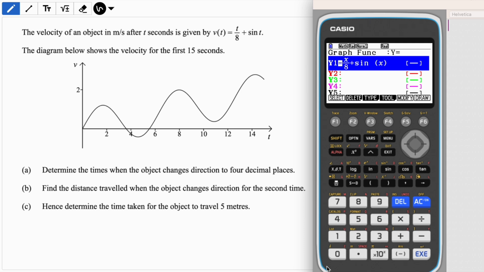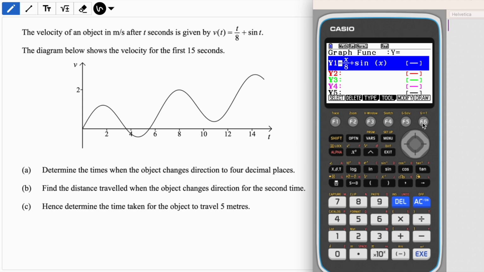Let's discuss the next example. The velocity of an object in meters per second is given by t/8 plus sine of t. So before you answer these questions, let's feed this equation into the GDC. As you can see on my GDC, I have already entered x/8 plus sine of x. Just a reminder, your calculator should be in the radian setting for angle, because it involves a trigonometric function sine of t, but there is no symbol of degrees. Therefore, it has to be in radians.